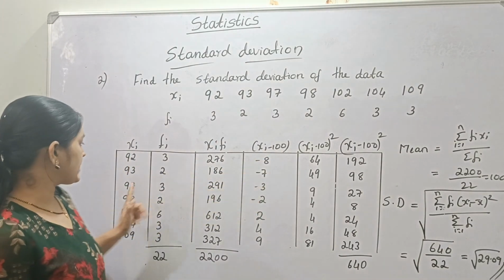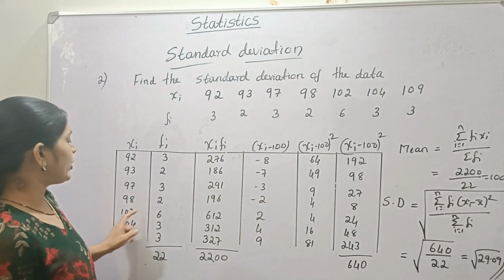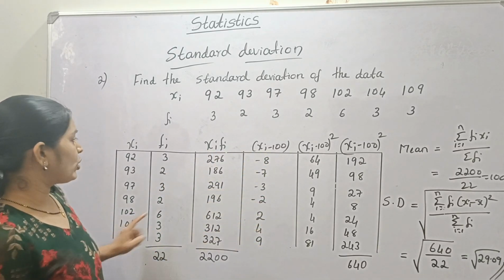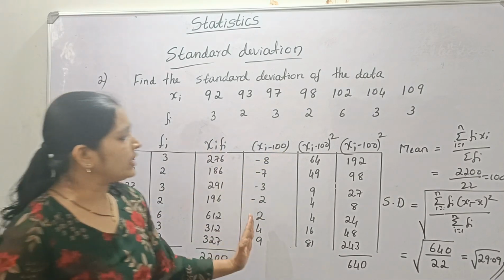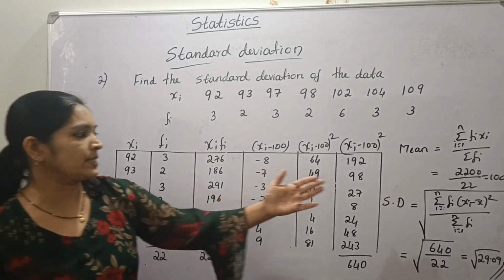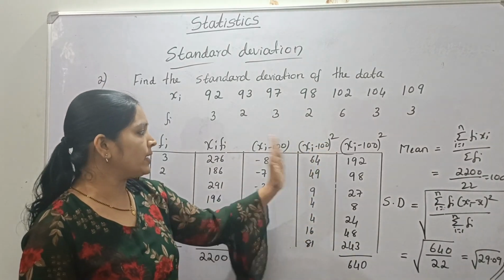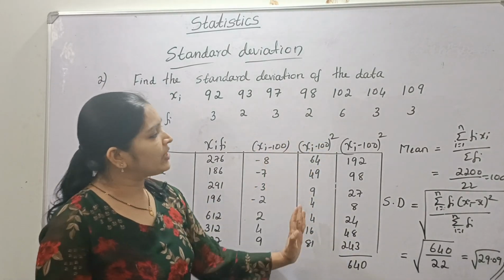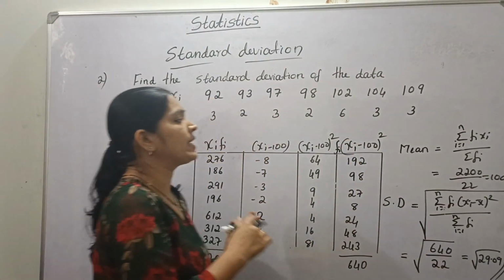93 minus 100 is minus 7, 97 minus 100 is minus 3, 98 minus 100 is minus 2, 102 minus 100 is 2, 104 minus 100 is 4, 109 minus 100 is 9. So after this you need to find its square, like Xi minus 100 whole square. It is in the square formula. So take its square.